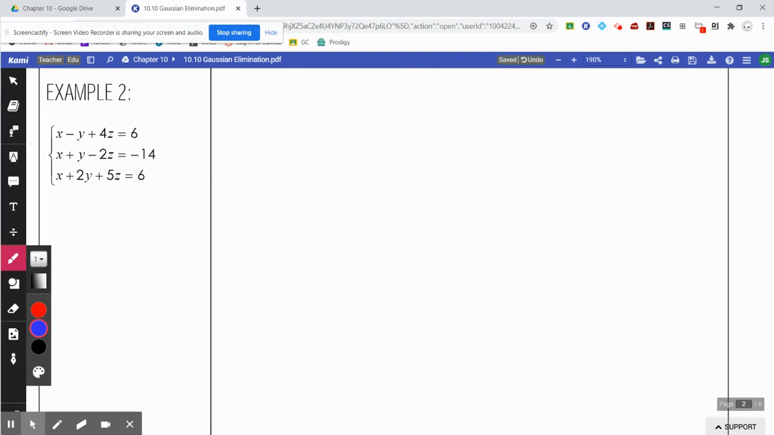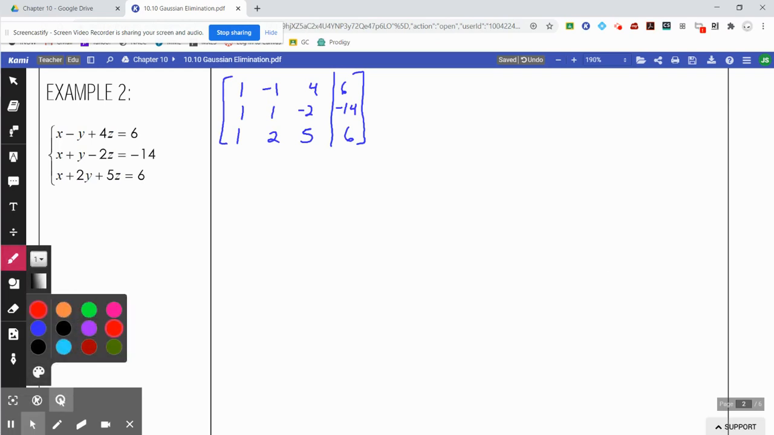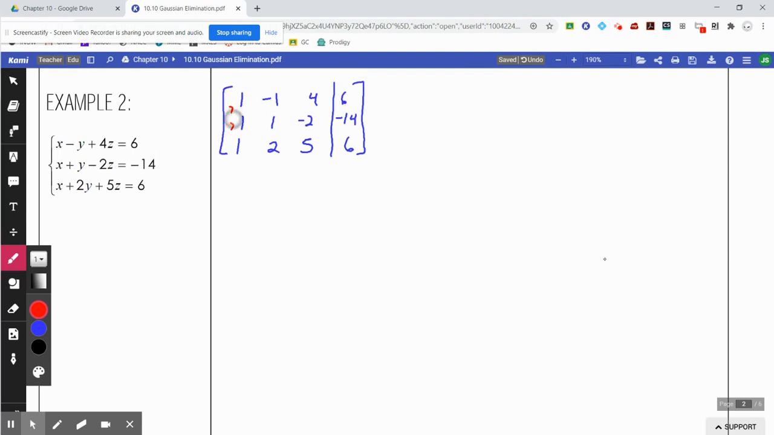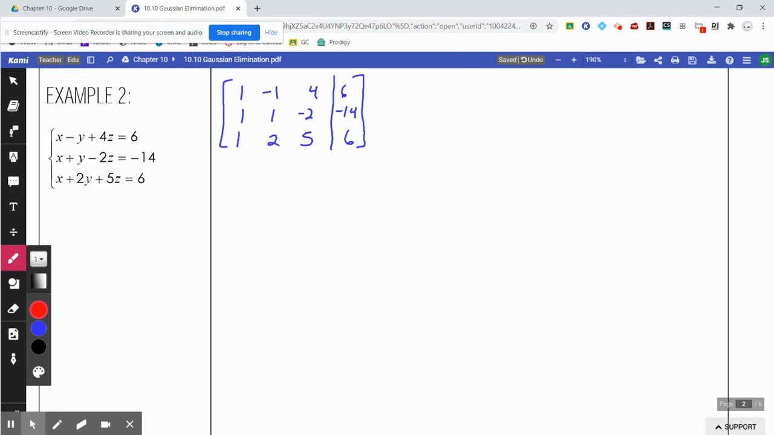Step number 1, write this as an augmented matrix. Now I always start in my top left-hand corner and make sure that this is a 1. If it's not a 1, then multiply that whole row by something to make it a 1. Or if this was a 5 or something, we'll just flip-flop some rows and make that a 1. Whatever it takes, whichever method works best, just make that a 1. Now that I know that it's a 1, I need to change everything below it to a 0.